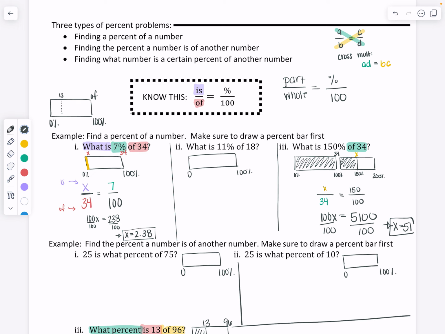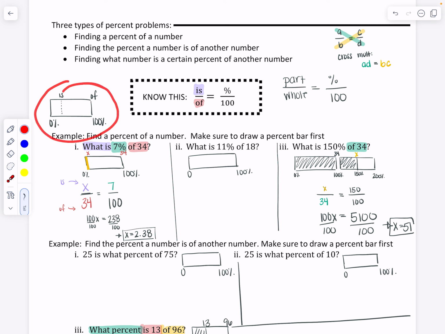The golden rule of setting up a proportion for these type of problems is "is" over "of" equals percent over 100. Or another way to look at that is part over whole equals percent over 100. So "is" is the part, "of" is the whole, and then still the percent over 100. Once we have that set up, we are going to cross multiply, which you can see up at the top of your screen. You multiply on the diagonals, AD, and that's going to equal BC. And then all of these are going to ask you to first set up a percent bar.